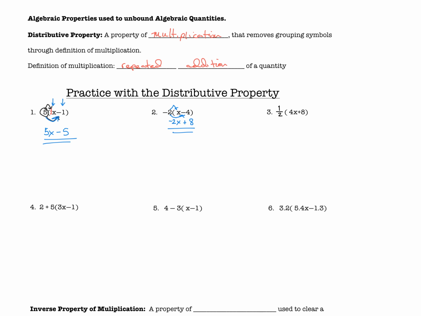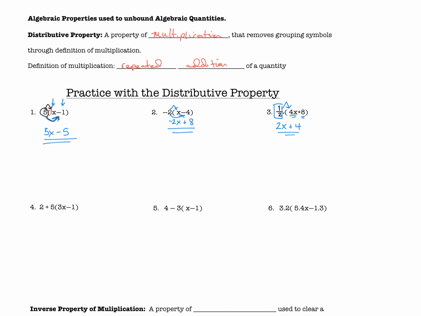Number 3 has 1/2. So again, what I want to point out to you is that this works with fractions as well. It doesn't matter. What we're looking at is the operation that connects the number to the parenthesis. If a number is right next to a parenthesis on the outside, it is always connected via multiplication. So I can use half twice because there are 2 things in the interior of that group. So I take 1/2 of 4, half of 4 is 2x, and I take 1/2 of 8, which is positive 4. And there you go.